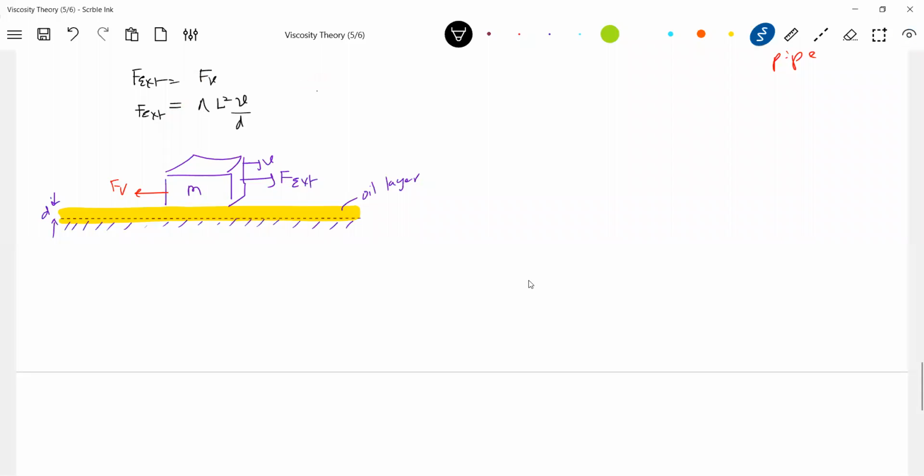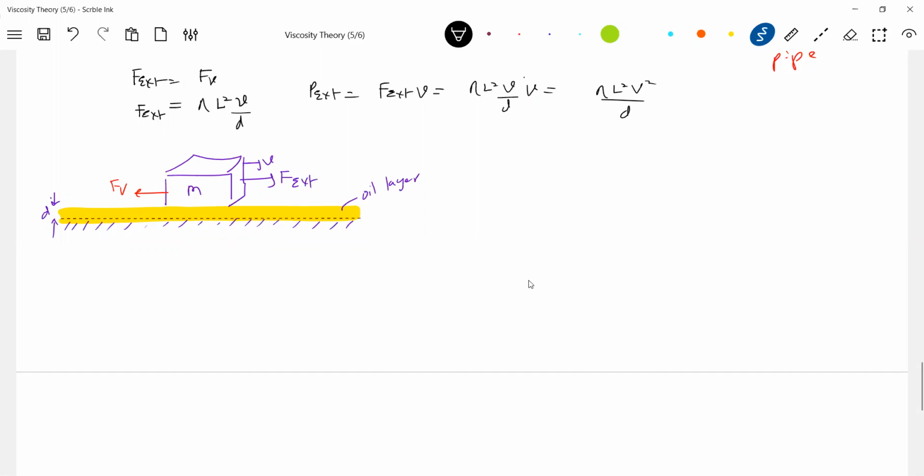What is the power the external agent should generate? Power is force into V. So eta L square V by D into V. Fine. These are the simplest examples I'm giving.